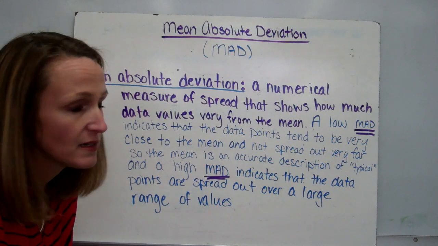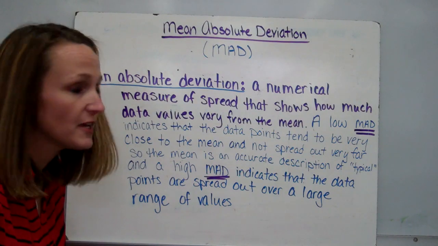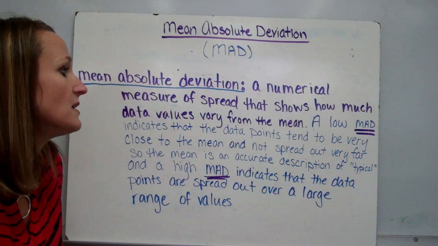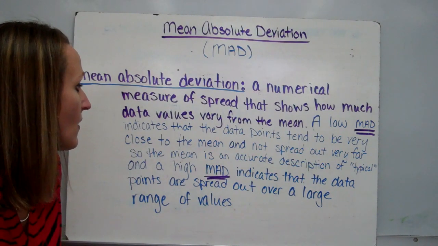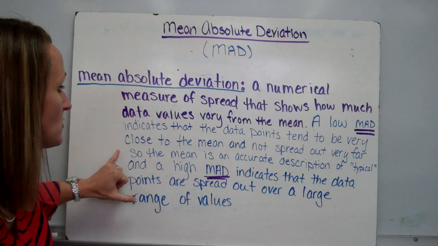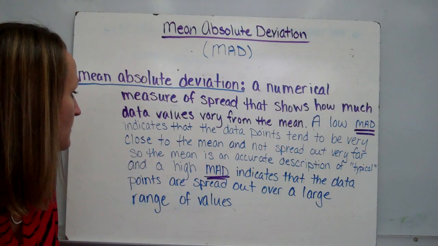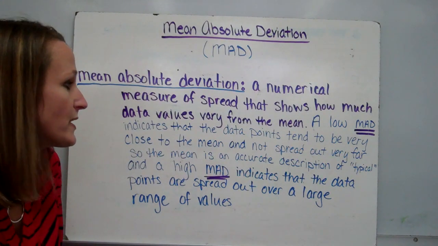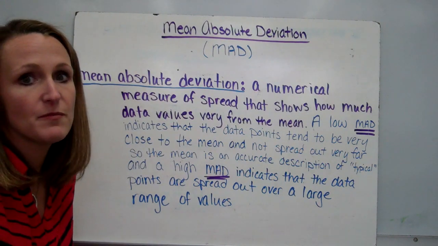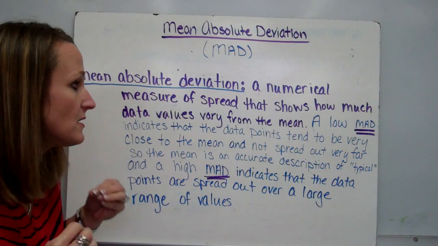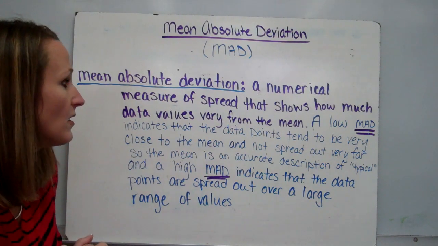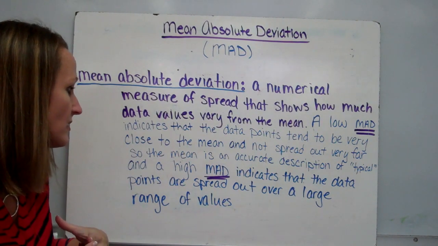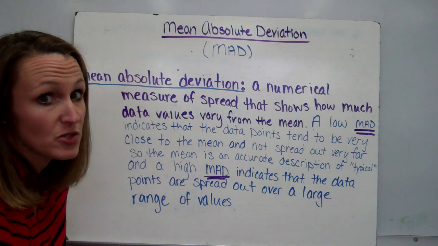A low MAD, and MAD is just another way of saying mean absolute deviation, indicates that the data points tend to be very close to the mean and not spread out very far from the mean. So the mean is an accurate description of typical. A high MAD indicates that the data points are spread out over a large range of values. So you want to find the MAD and see if it's low, and that means that all the data points are close to your mean, or your average. If it's high, then it means they're really spread out. It means there's a bunch of outliers.